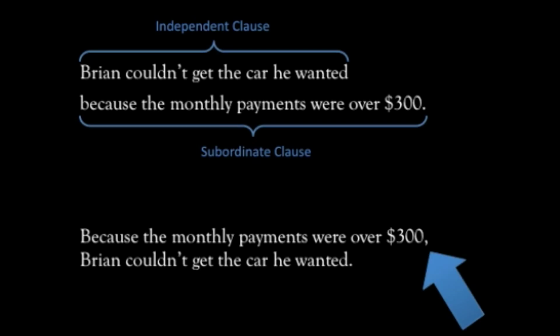Try this next one on your own. Unless Brian gets a higher paying job. Is it a main clause or a subordinate clause fragment? If it is a subordinate clause fragment, how could you repair it? You can pause the video to give yourself time to think. When you're ready, click play again.